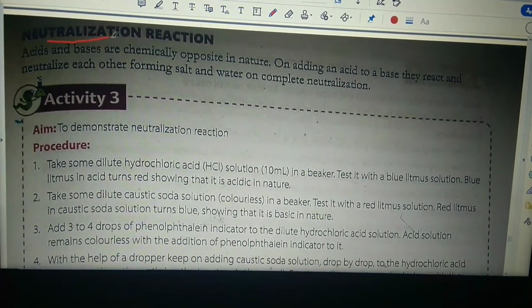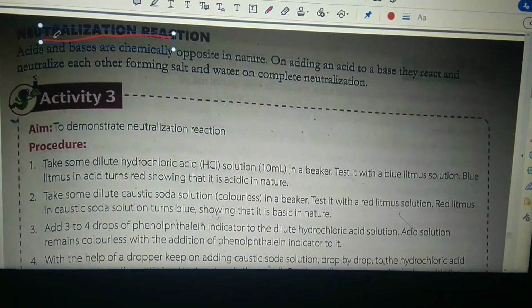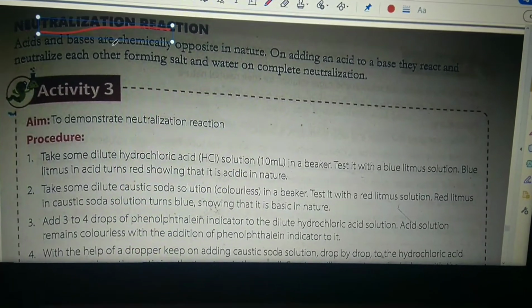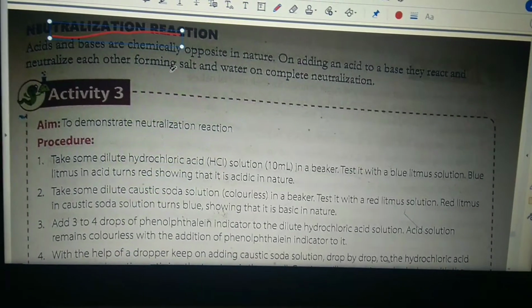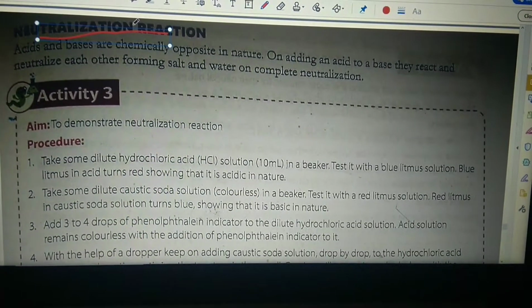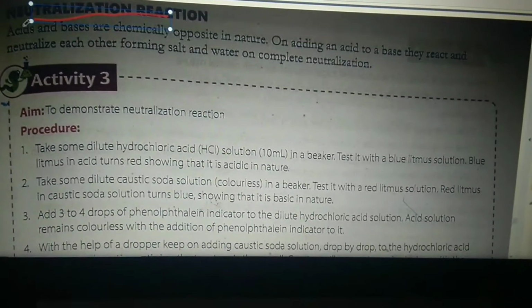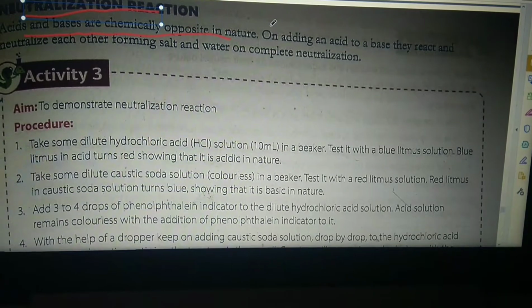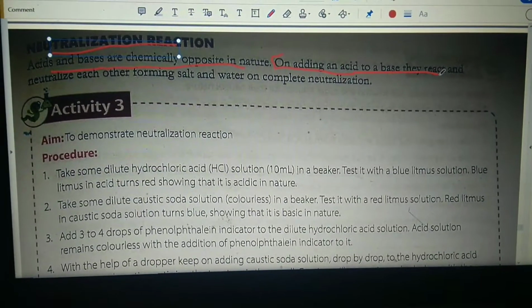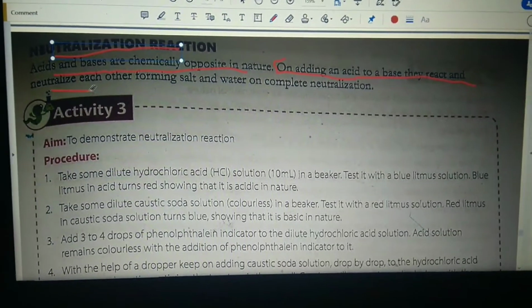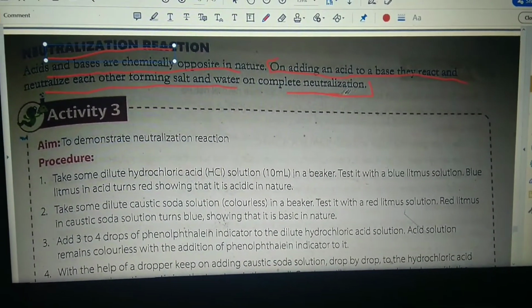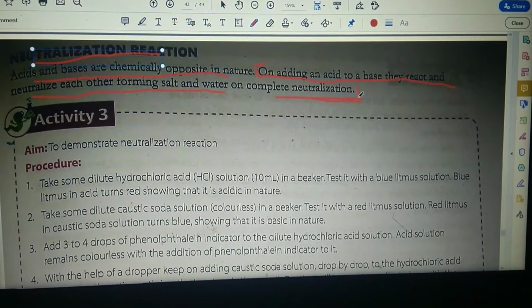Next is the neutralization reaction. When acids and bases react with each other to neutralize each other and form salt and water, this is known as a neutralization reaction. Or we can say acids and bases are chemically opposite in nature. When we add an acid to the base, they react and neutralize each other, forming salt and water on complete neutralization. So this is known as the neutralization reaction.